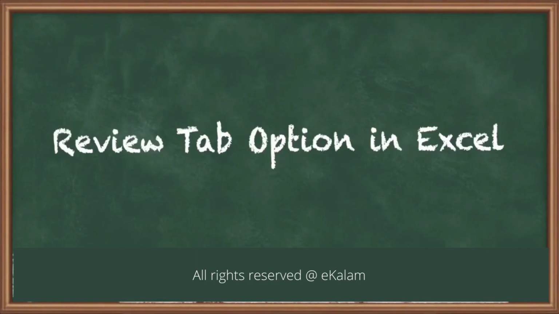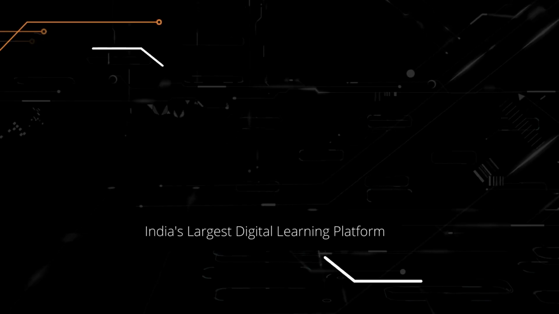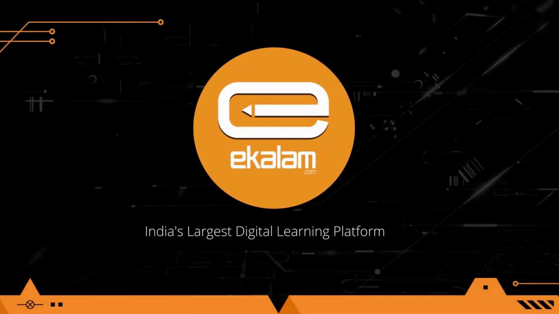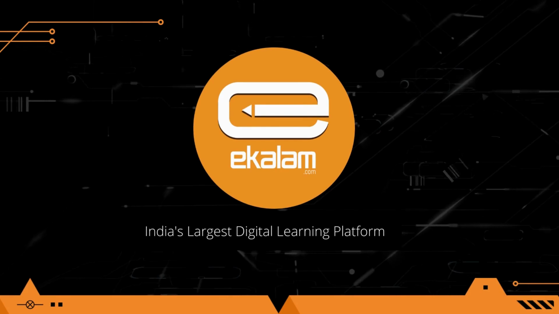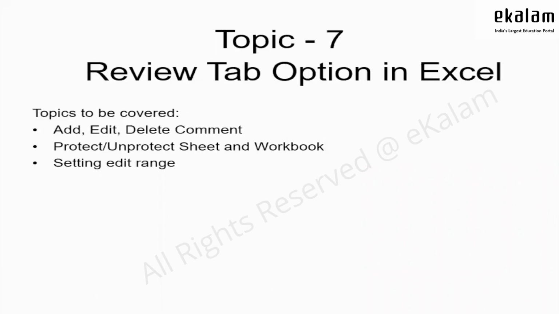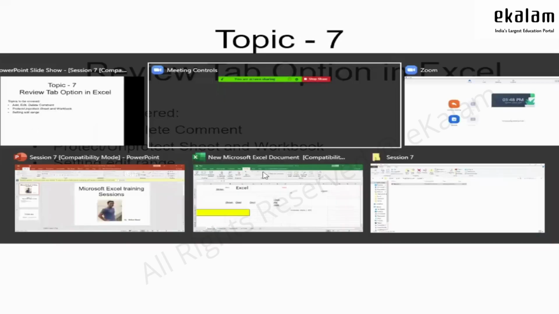In this video, we are going to learn about the review tab option in Excel. In this particular section, we are going to cover the review tab options. The topics we have here are adding, editing or deleting a comment, protecting or unprotecting a sheet, a worksheet or a workbook, and setting an edit range. So let's get back to the sheet.